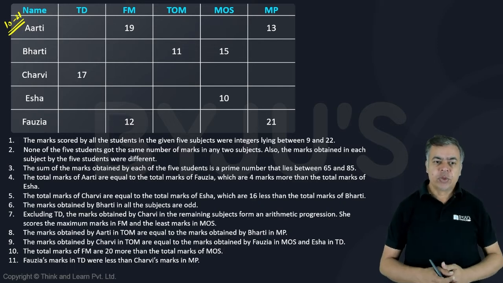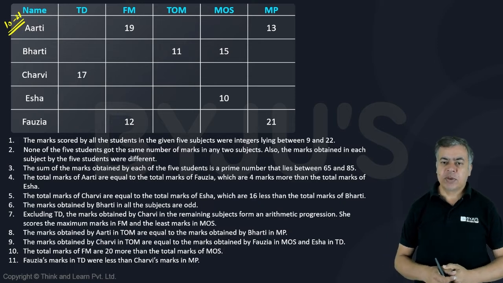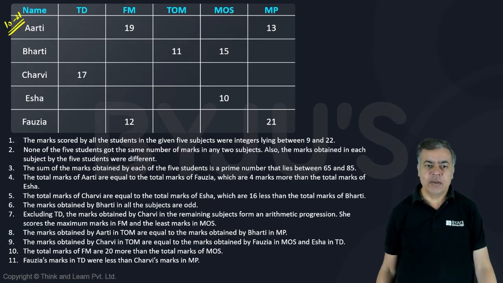None of the 5 students got the same number of marks in any 2 subjects. Also, the marks obtained in each subject by the 5 students were different. So that means in any row you cannot have 2 same numbers, and in any column you cannot have 2 same numbers, because in any subject there cannot be 2 students having the same marks, right? So row or column cannot be same. So something like Sudoku. Okay, we will be playing Sudoku here.